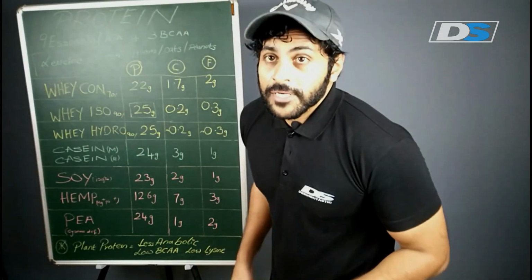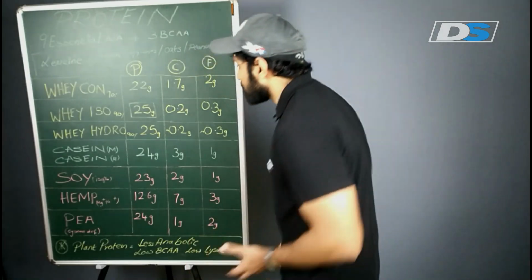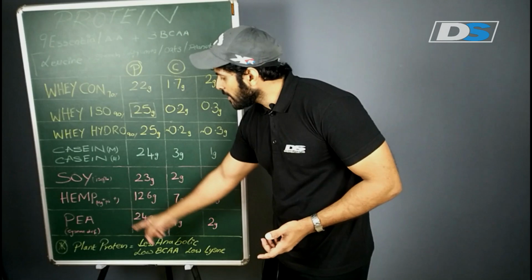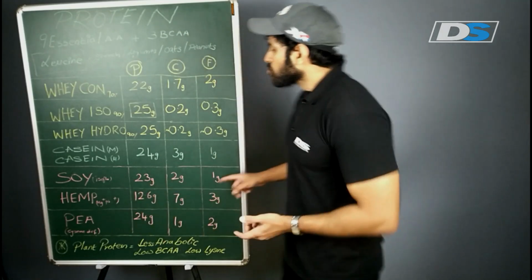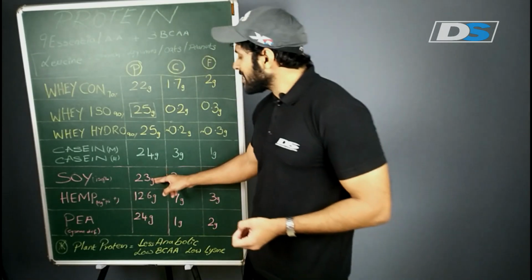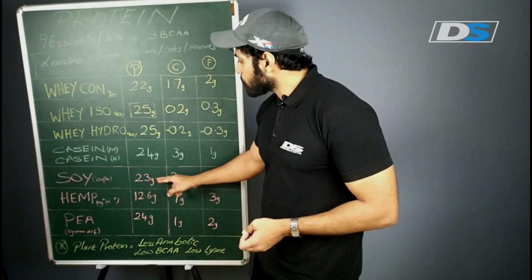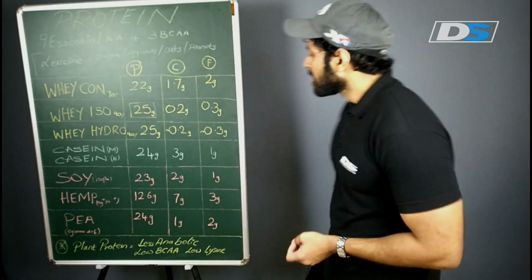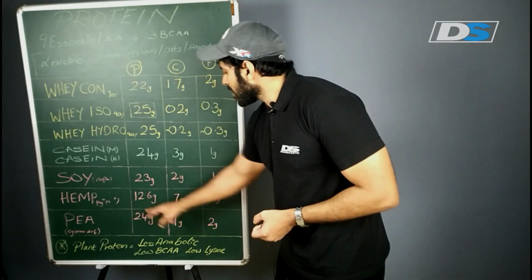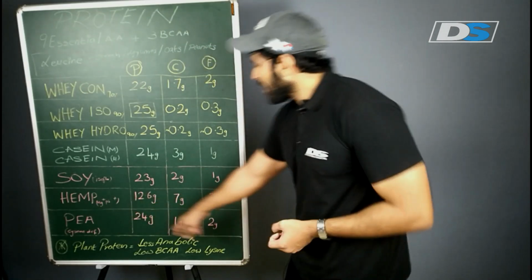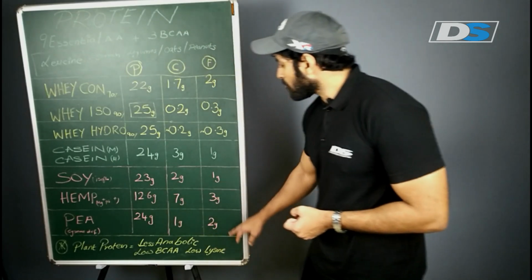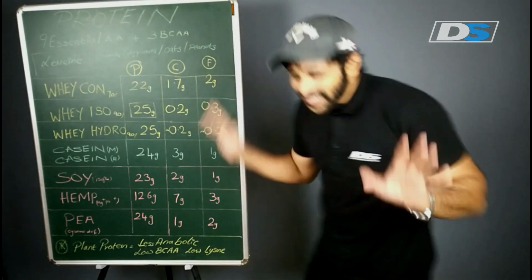Then we will see the big one, the big discussion around vegetarian proteins and why you should take vegetarian protein and why you should not take vegetarian proteins. So vegetarian proteins, you have soy protein, you have hemp protein, and you have pea protein. Soy protein packs 23 grams of protein. It has 2 grams of carbohydrates and 1 gram of fat. Compare it with hemp, 12 grams, 7 and 3. And pea protein, really big, 24 grams of protein, 1 gram of carb and 2 grams of fat. All of these numbers are really confusing.